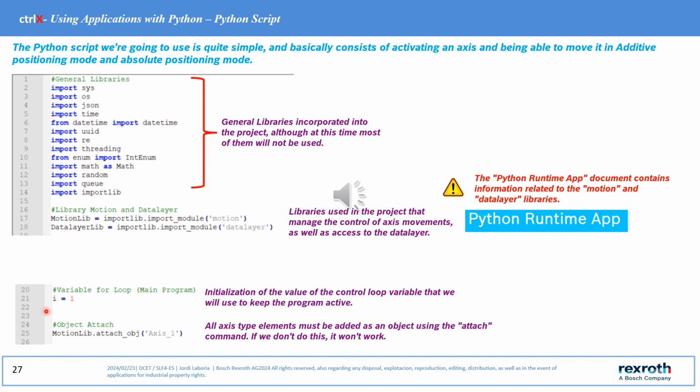Variable set for main operating loop. The following statement is used to set an object to the system. As we can see, the name of the axis corresponds to the one created previously in the axis section.